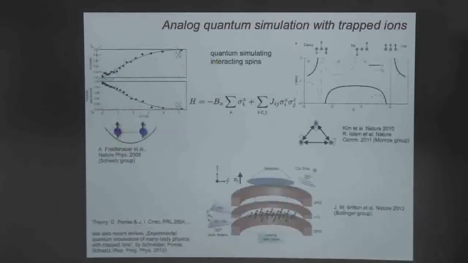And as we will hear later on today in various talks, there's been amazing progress, starting with the first theory works of Diego Porras and Ignacio Cirac in 2004, and then the first experiments on spin-type interaction model simulations by the Schatz group, and now going to larger and larger system sizes, with up to a few hundred trapped ion spins in a Penning trap, for instance.